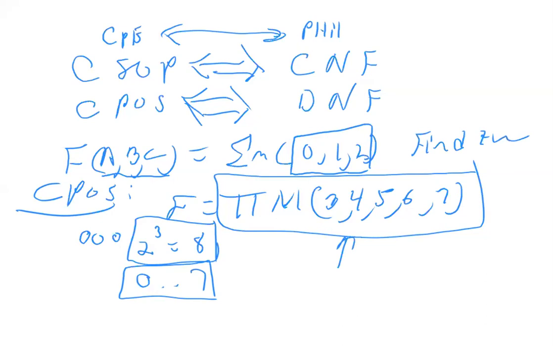And how would we write out F prime in canonical sum of products form? It'd be 3, 4, 5, 6, 7 again. Exactly, same thing. Any questions about that? So it sounds like we're getting there.